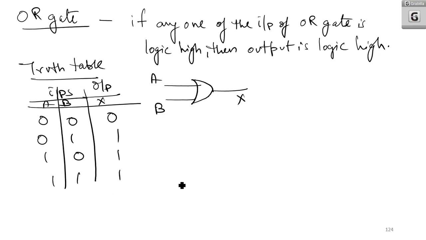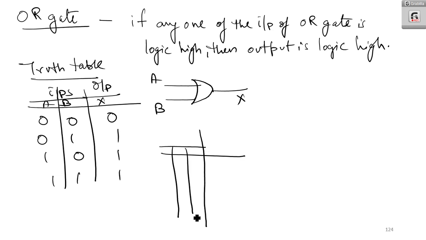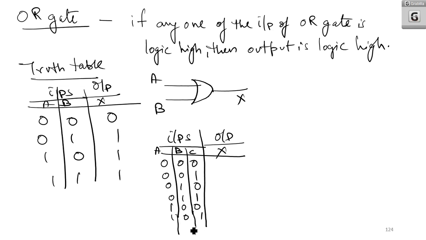Similarly, if you are having a 3-input OR gate, how will it be? Let us take A, B, and C as inputs. Output is X. So you can write from 0 to 7 in decimal form or in binary form. 0 0 0, 0 0 1, 2, 3, 4, that is 1 0 0, 5, 6, and last one is 7. So this is 0 1 1 1 1 1 1 1.